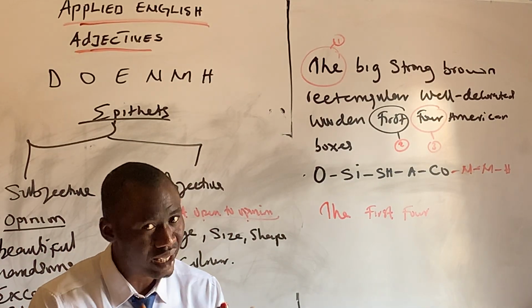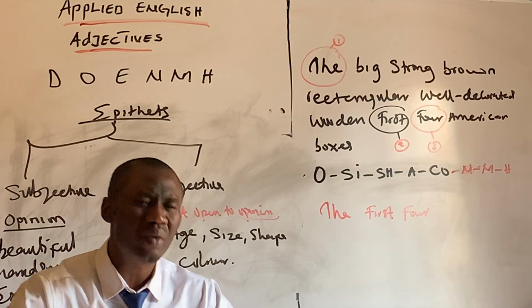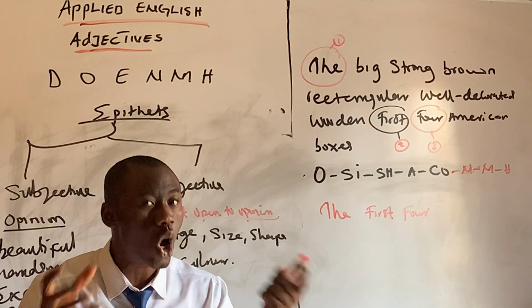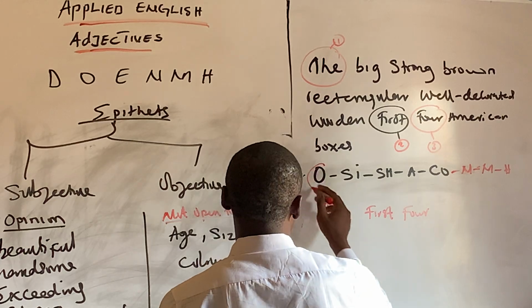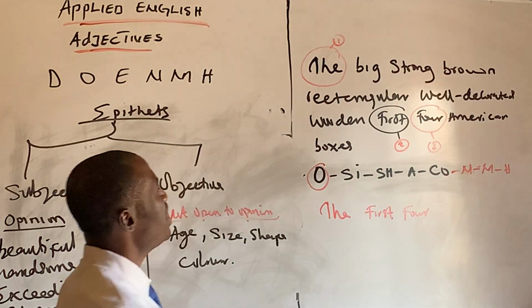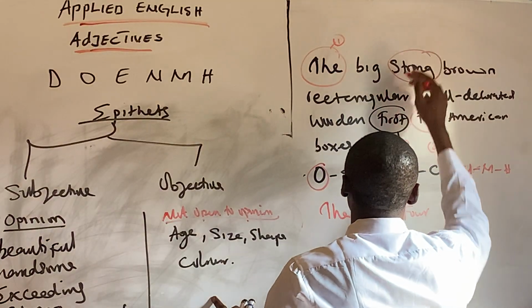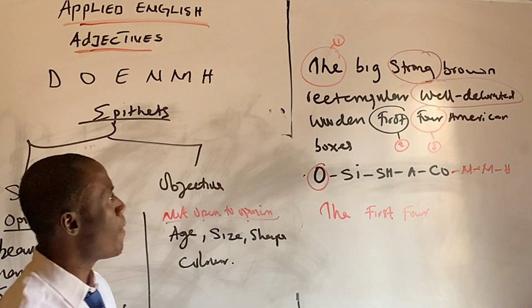All right, I'll take that again. The material is what the noun or the pronoun that is being described is made up of. All right, now we go ahead and find the opinion. Is there any opinion in this arrangement? Of course, strong is an opinion, well decorated is an opinion.